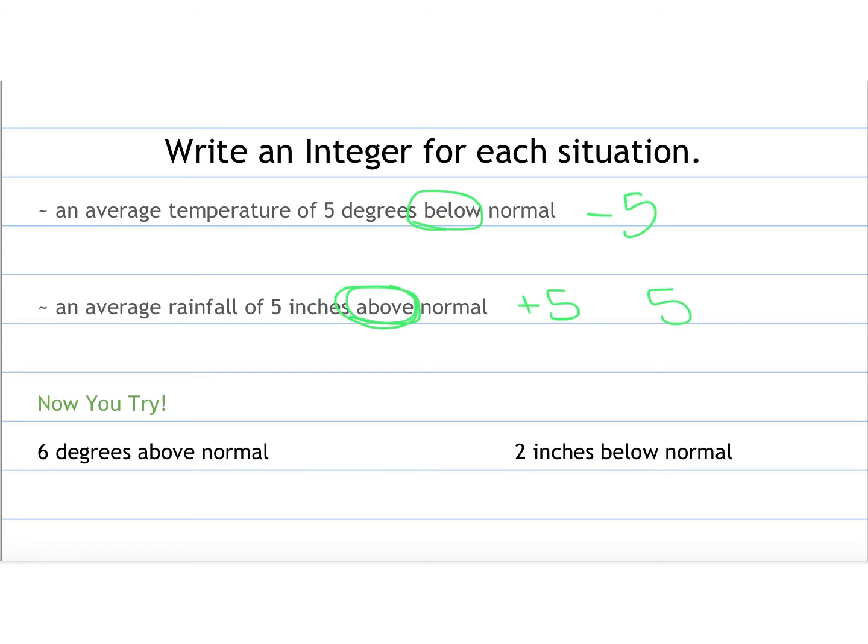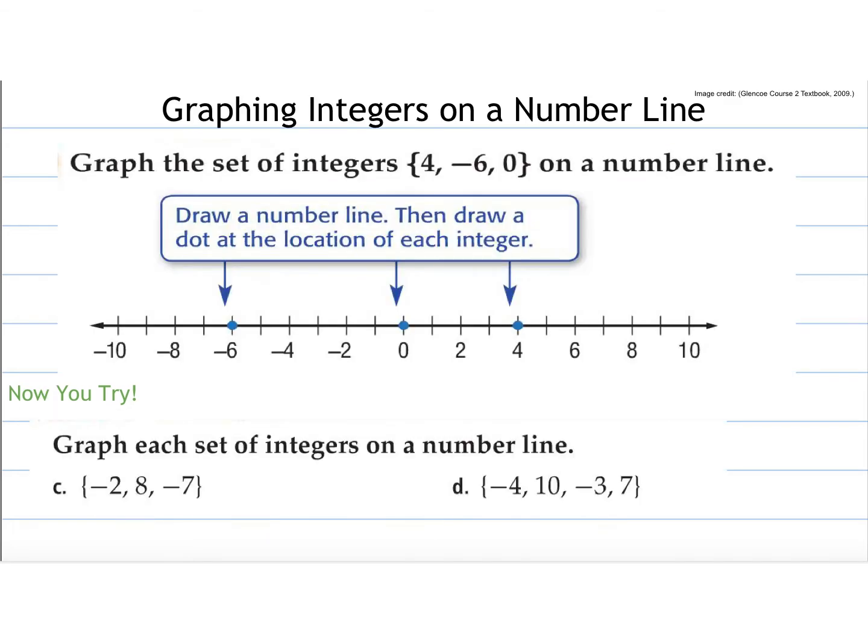Okay, so again, make sure you have the word part written down and the integer to go with it. And then I want you to try these 2 on your own. So pause, try them on your own, and then come back and check. We have 6 degrees above normal, above meaning a positive number. You could do it with a +6, or just as we normally see it, just the number 6. 2 inches below normal, if something is below, that means a negative, so -2. And again, when we're talking negative integers, you have to have that negative sign on there.